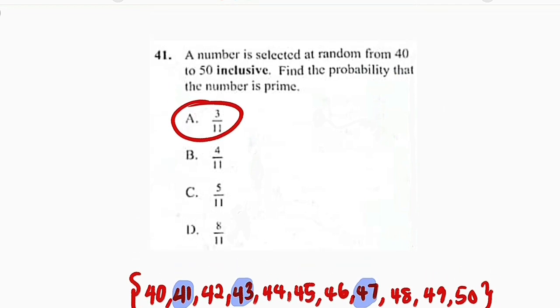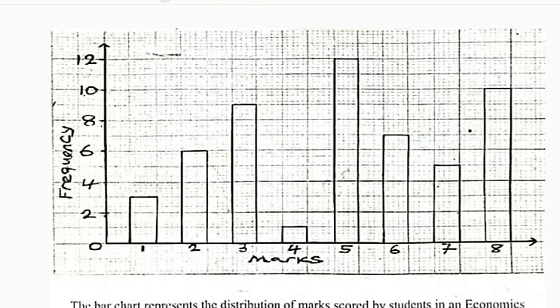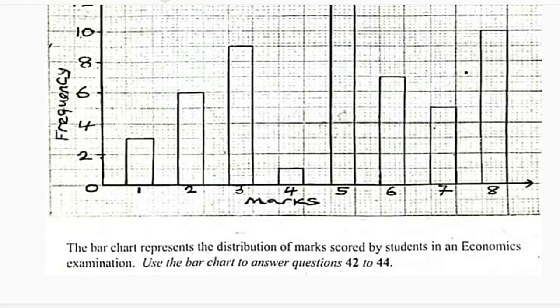Now let us move on to question number 42. We are given a graph here, which is a bar chart that contains some marks with their corresponding frequencies. They say that the bar chart represents a distribution of marks scored by students in economic examination. Use the bar chart to answer questions 42 down to 44.